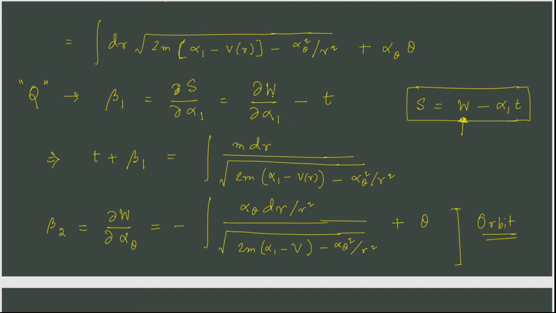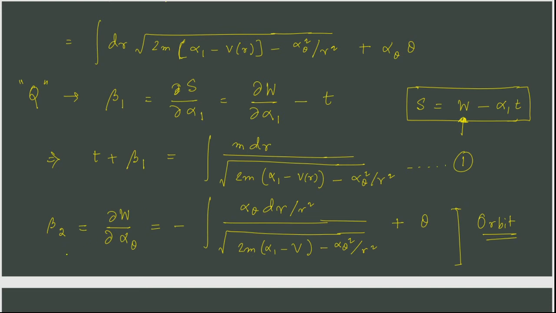But w is already known and it's a function of alpha 1. So as such, we carry out the differentiation. We can push the differentiation with respect to alpha 1 inside the integral, and we get the final form, and this is our first equation. So r as a function of t could be established from the first equation.